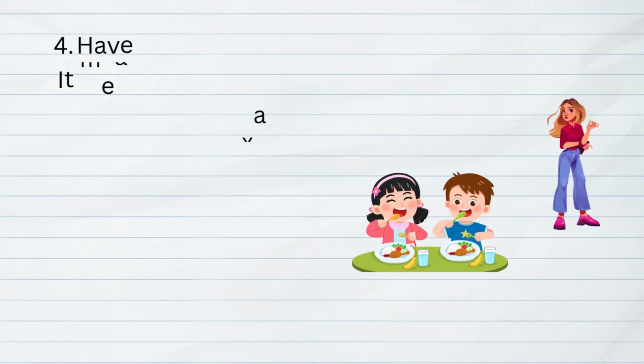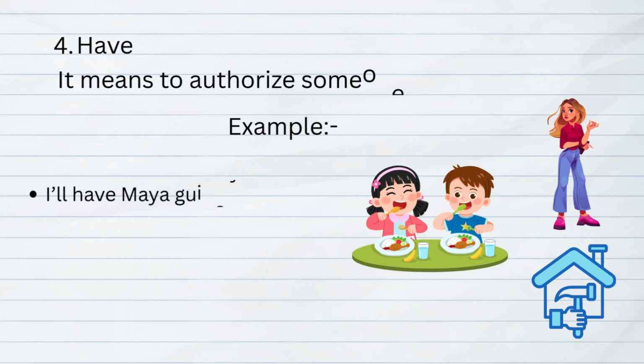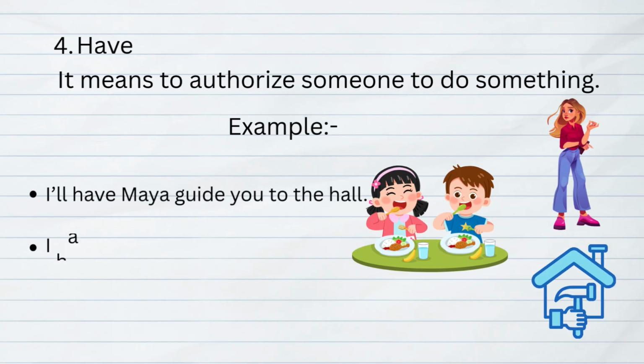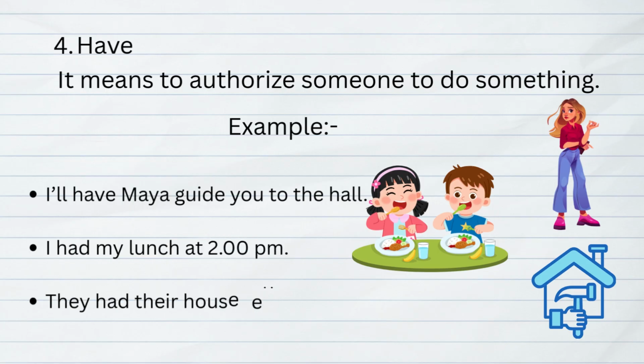Have. It means to authorize someone to do something. Some examples are: 1. I'll have Maya guide you to the hall. 2. I had my lunch at 2 p.m. 3. They had their house renovated last year.